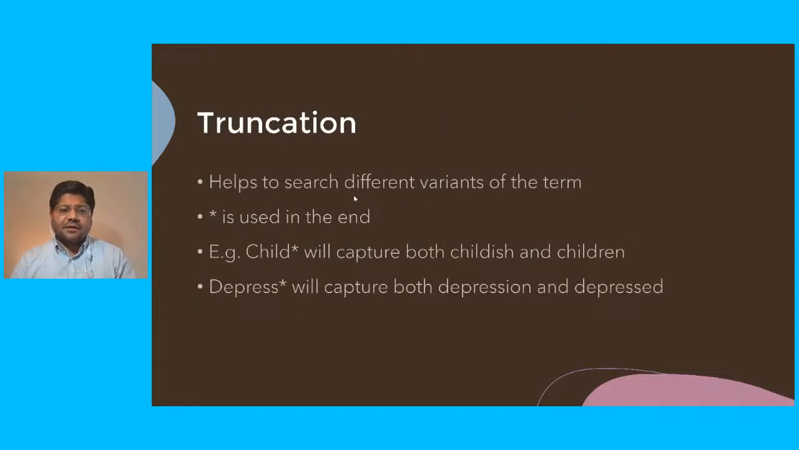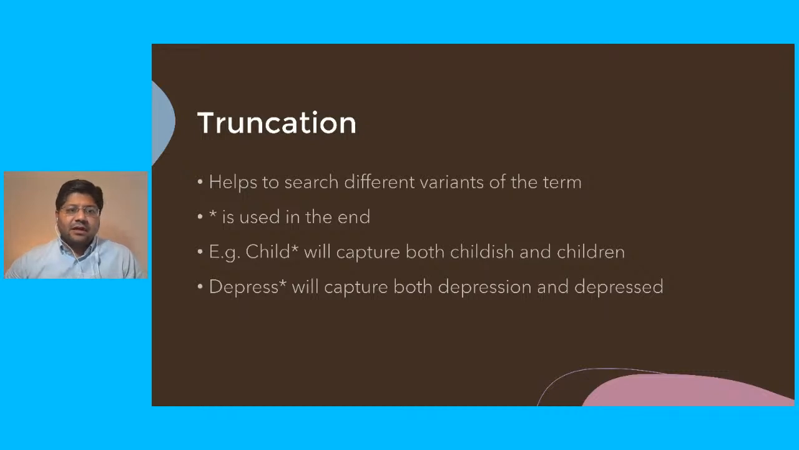The next concept is truncation. It helps to search different variants of the term, and an asterisk is used at the end of the word to truncate that particular word. The typical way to use it, for example, is child followed by the star sign. It will capture everything after child, which means it will capture childish, children, and possibly all the variants of child which are there.